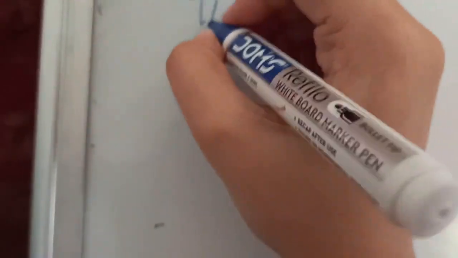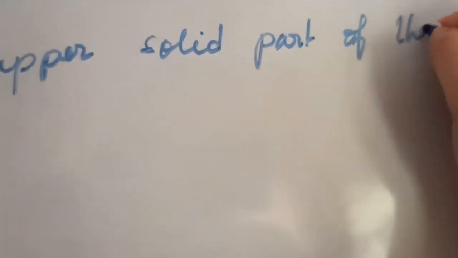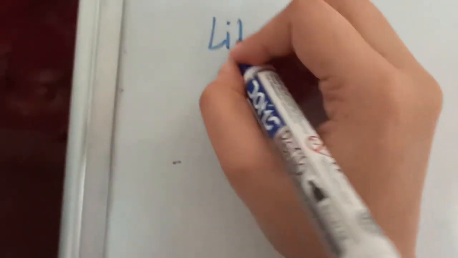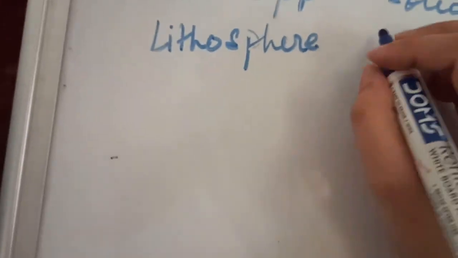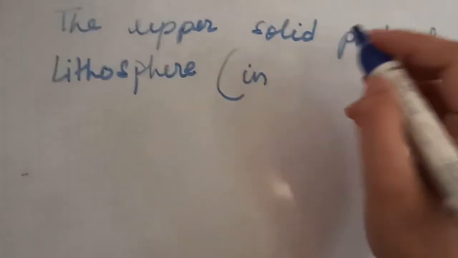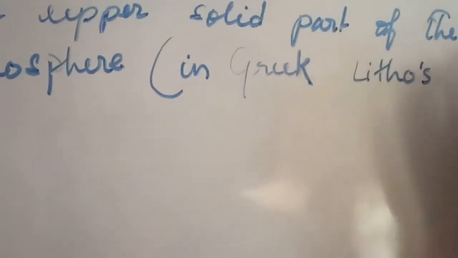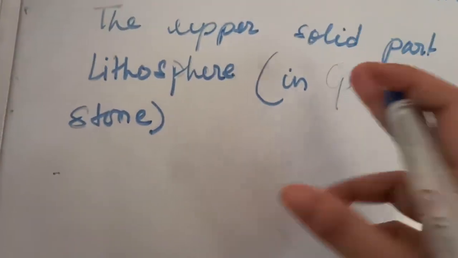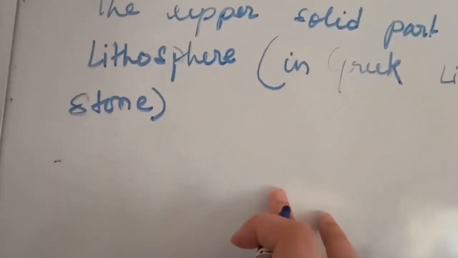So the upper solid part of the earth is known as the lithosphere. In the Greek word, lithos means stone. So the upper solid part of the earth is basically of a stony nature, so this is known as the lithosphere.